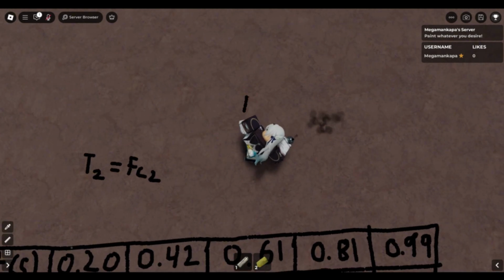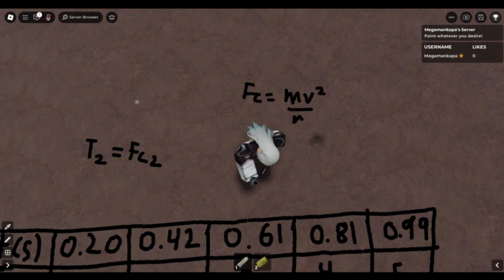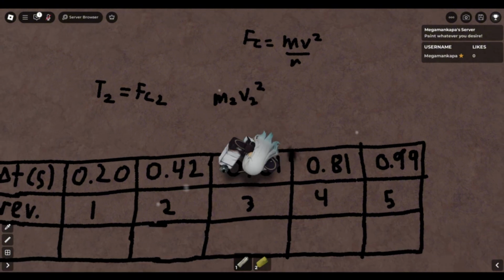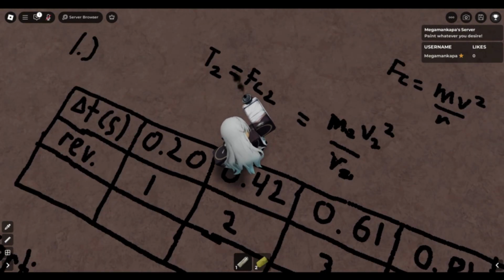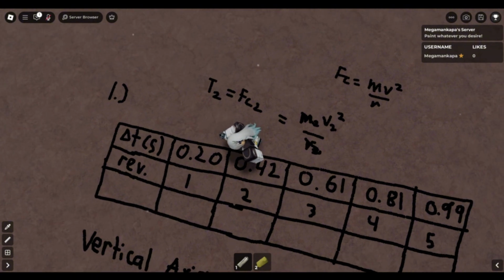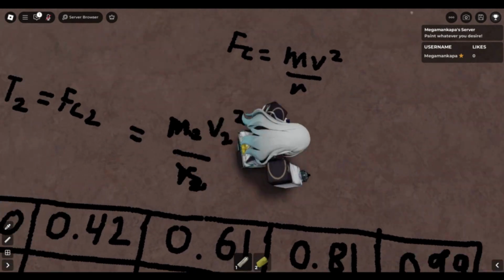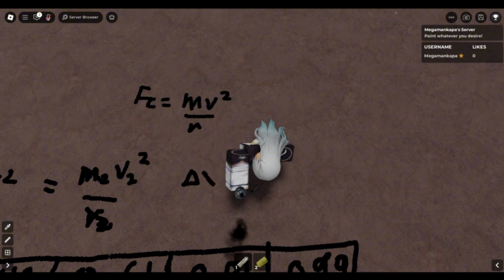Well, we know that the formula for centripetal force is equal to mv squared over r, right? And applying that with respect to mass 2, we get m2v2 squared over r2. Well, we're observing changes in time, right? And we know that the radius and mass are constant, so it makes no sense to look at those when you're graphing. So we need to look at velocity because that's dependent on time.